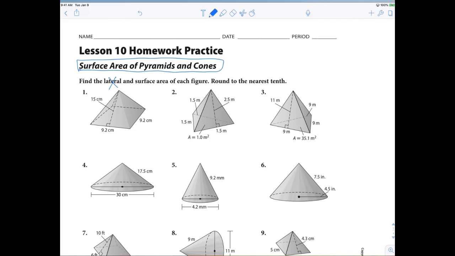Now, it looks a little bit more confusing, but I can assure you it's the same.